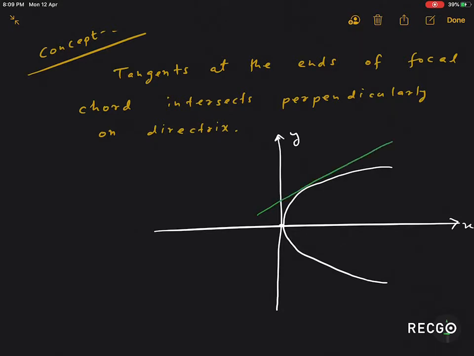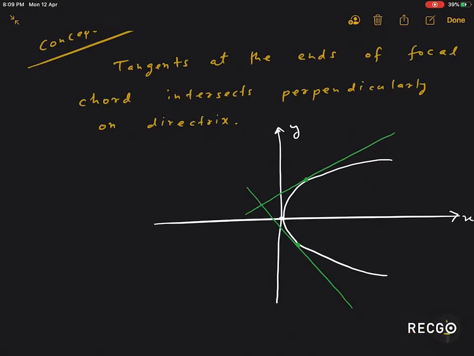Suppose that this is the x-axis and this is the y-axis, and let's draw the parabola. Let us say this is the parabola y square equal to 4x. Assume this is the standard parabola. And suppose that I am drawing two tangents at the two ends of the focal chord. Let's say this is one tangent at one end of the focal chord, and there is another tangent touching the parabola at the other end of the focal chord. Let's say this is one end and this is the other end. If I join these two, we'll get a focal chord.